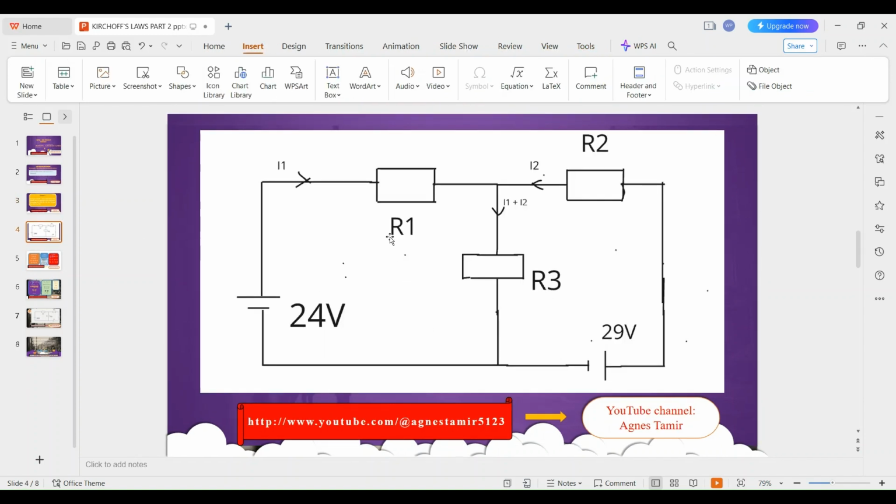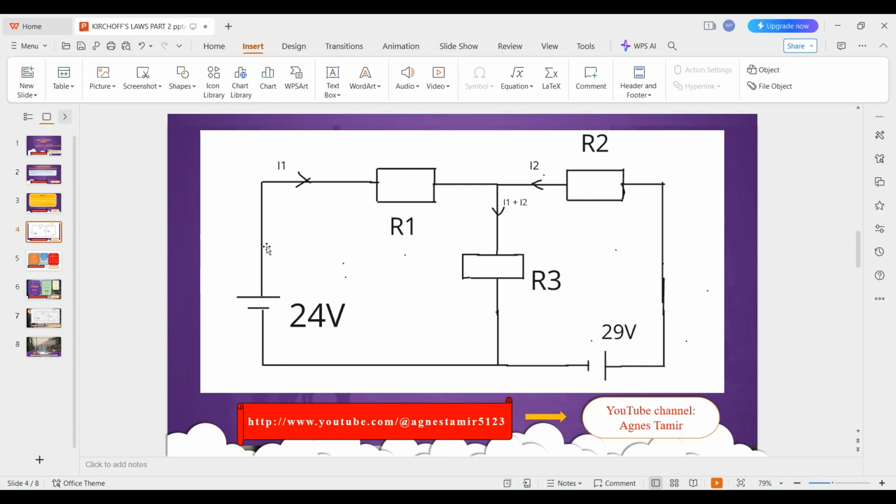This is the circuit diagram. We have been told that R1 is 3 ohms, R2 is 7 ohms, and R3 is 3 ohms. V1 is 24 volts, and V2 is 29 volts.